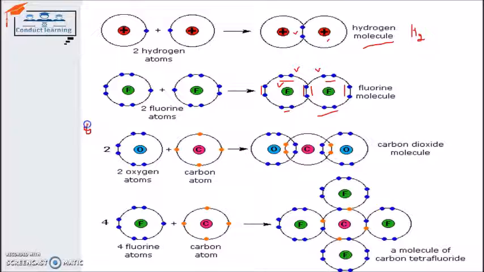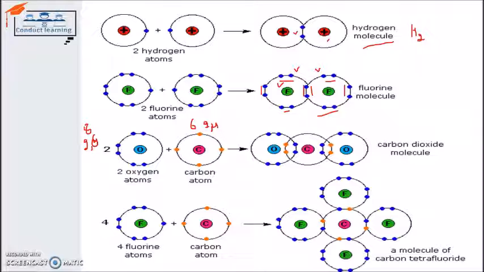So if it has atomic number 8, it will have the 2, 6 configuration. That means it will have 2 electrons in the first shell and 6 electrons in the second shell. So the oxygen requires 2 electrons to become stable. On the other side, carbon has atomic number 6 and its electron configuration is 2 and 4, and it requires 4 electrons to become stable.